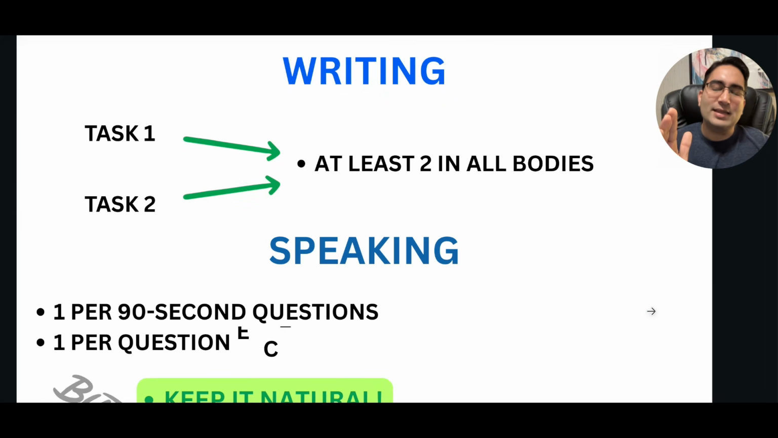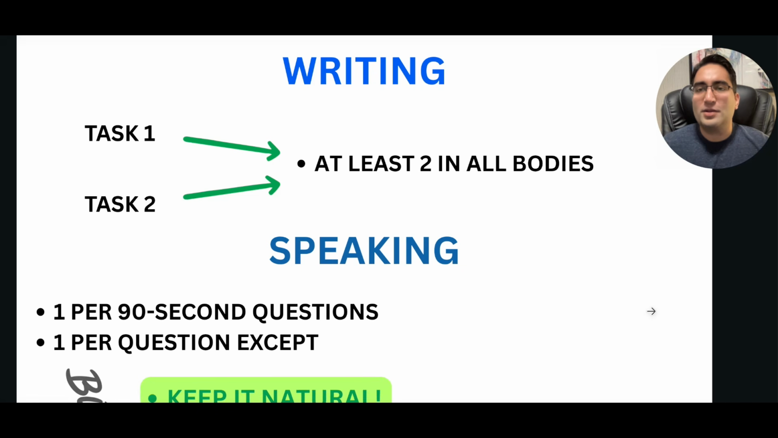Your cheat code number 5 is understanding writing and speaking complex sentences and where you have to place them. Complex sentences are sentences with more than one clause in it. Now here in task 1 and 2, writing, all you need to do is have at least 2 of these complex sentences in all bodies. In writing task 1, 3 bodies. Writing task 2, 2 bodies. Just have 2 complex sentences among those bodies.